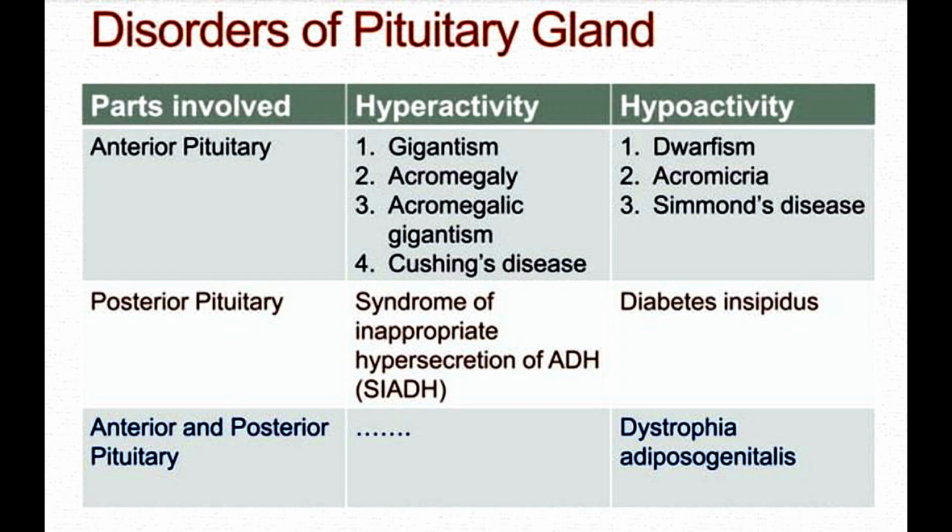Now, coming to the disorders of the pituitary gland. Hyperactivity of the anterior pituitary will cause excess growth of the body, that is gigantism. Gigantism is due to hypersecretion of growth hormone in children or pre-adults before the fusion of the epiphysis of the bone with the shaft. Acromegaly is a disorder characterized by enlargement, thickening and broadening of the bones. It occurs after the fusion of the epiphysis with the shaft of the bone.